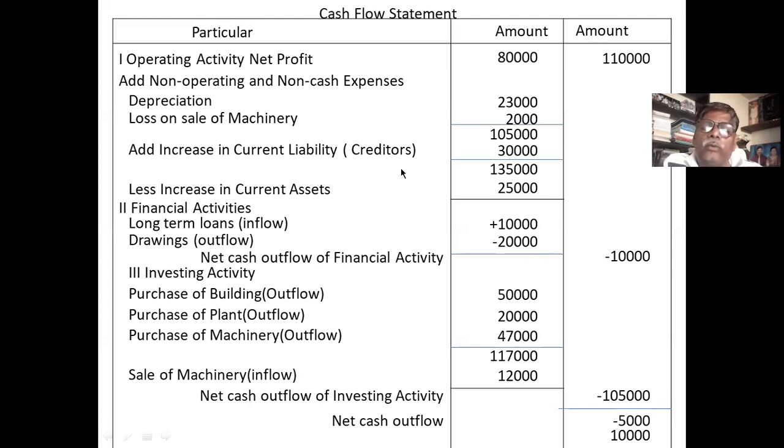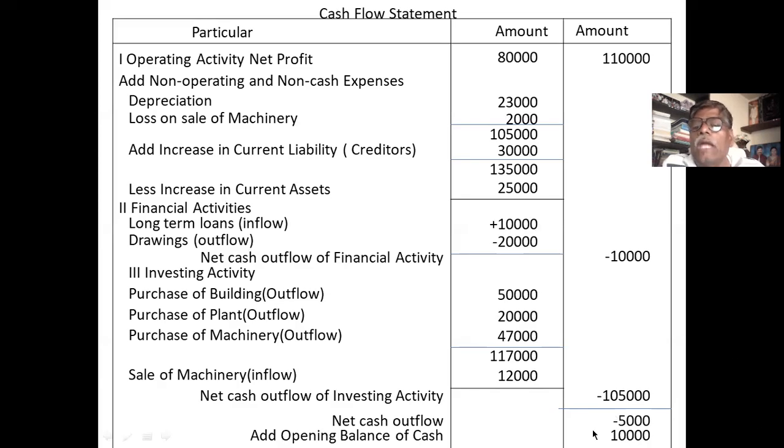For this net outflow, you add opening balance of cash and cash equivalent, that is 10,000. Then you will get the closing cash balance. Minus 5,000 adjusted with plus 10,000 gives plus 5,000, which is the closing cash balance, closing cash and cash equivalent. In this way you complete the problem based on cash flow statement.